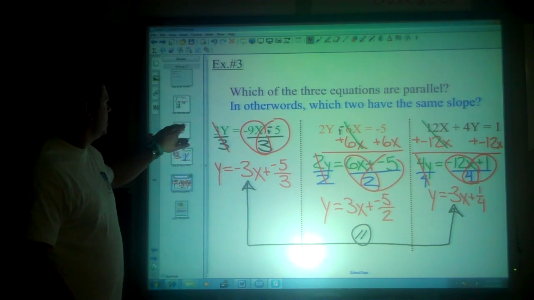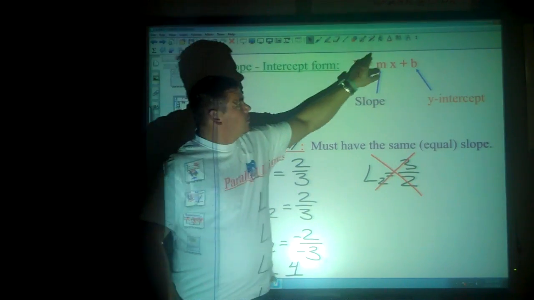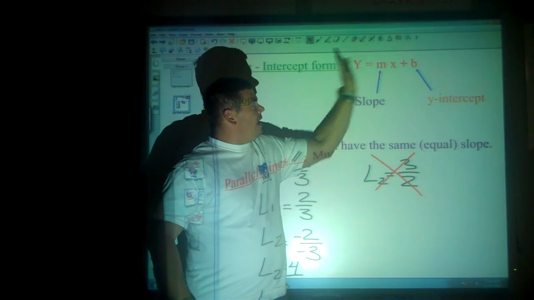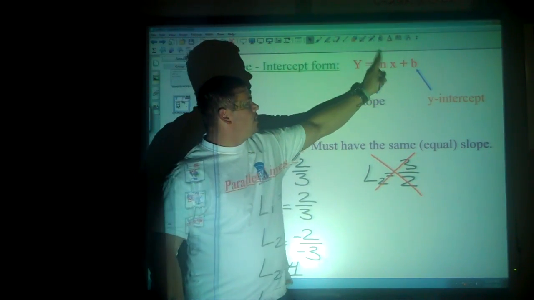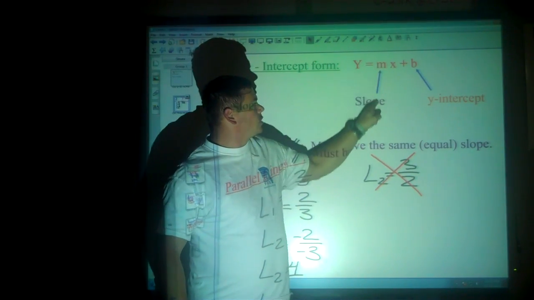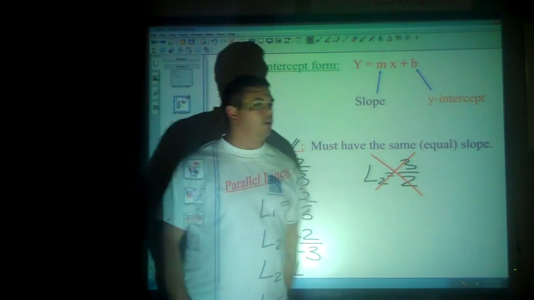So a quick recap. Y equals mx plus b. The y is all alone. Everything else is on the other side. Your m value will be next to your x. M is your slope, and b stands for the y-intercept.